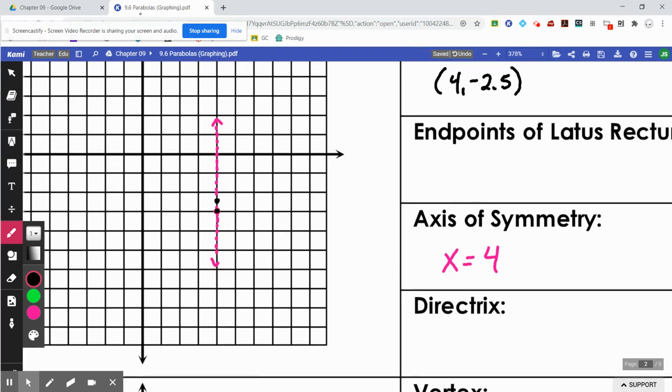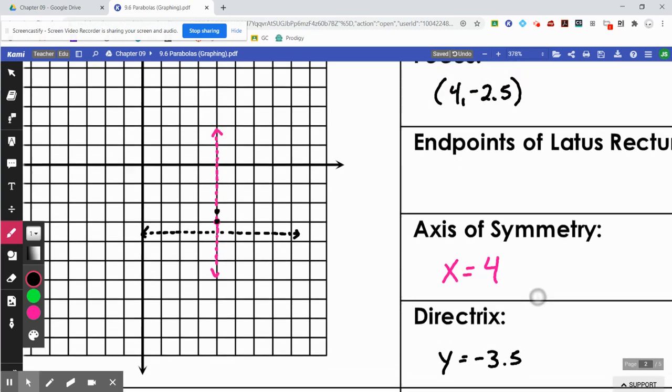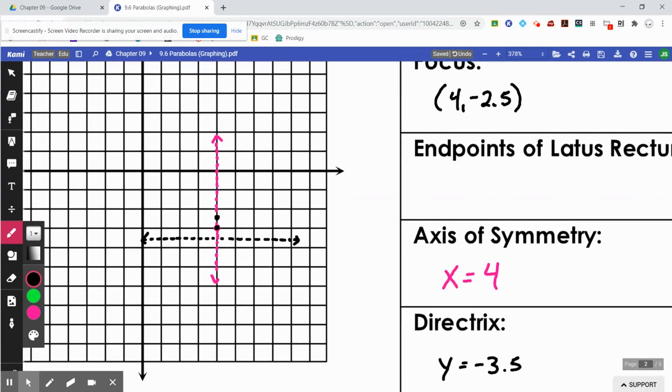Your directrix is going to be lower. It's going to be the exact same distance on the other side. So therefore, since the vertex is (4, -3), your directrix, which is a horizontal line, is going to be located at y equals -3.5. So there's your focus, your directrix, your axis of symmetry. And the last thing is going to be our latus rectum.